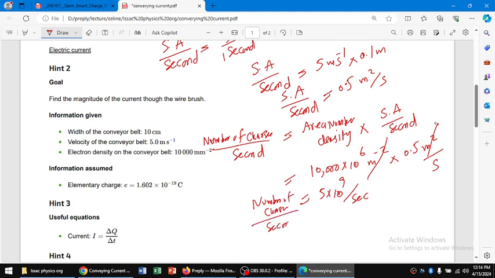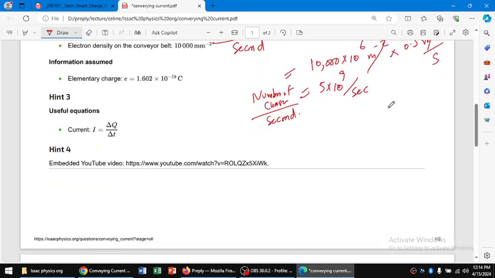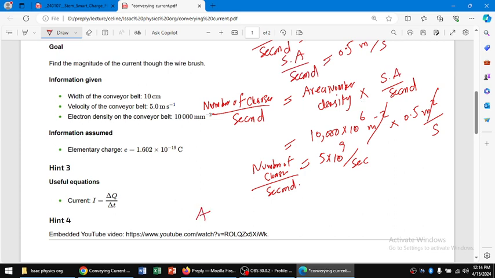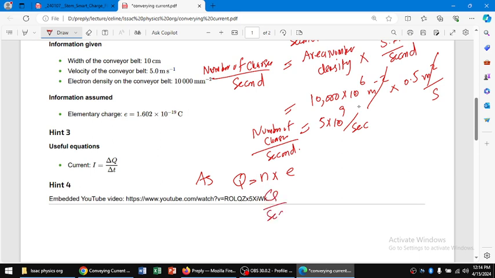Okay, now we find the total charge, meaning the current. As we know, Q is equal to NE, total charge is equal to number of charges multiplied by e. So 1 ampere is equal to number of charges per second multiplied with the electronic charge e. The number of charges per second is 5 into 10 to the power 9 per second, and multiply with the electron charge, 1.6 into 10 to the power minus 19 coulomb.